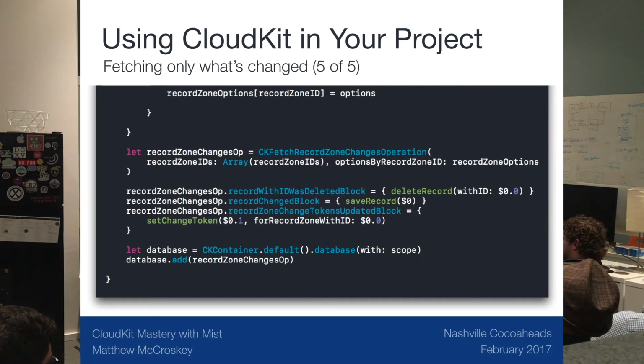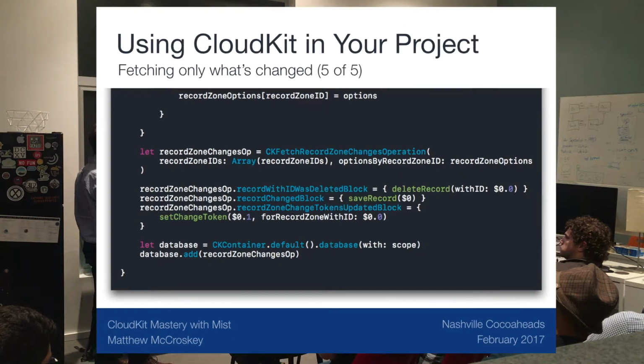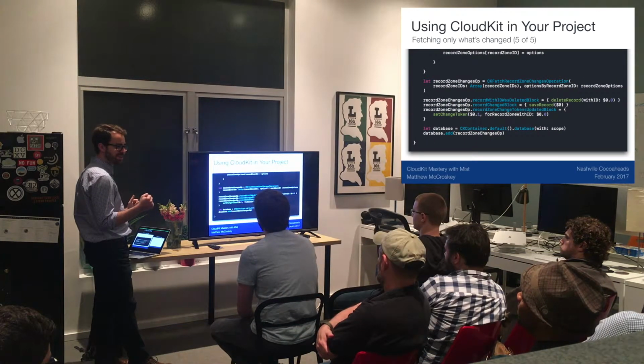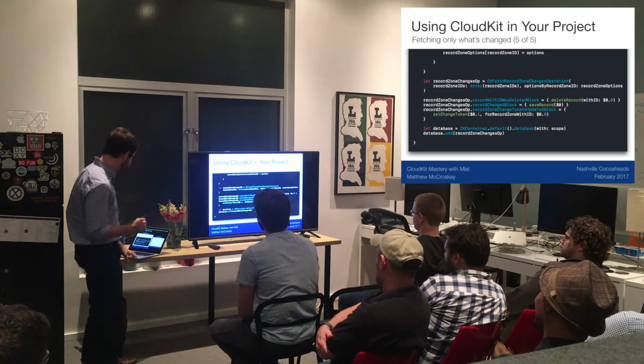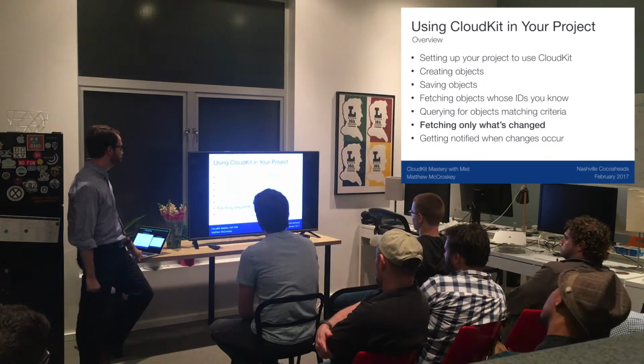And so by doing that, when you get a record change, you're going to get an exact set of changes. When the record was changed, you're going to get the new record fully. When a record was deleted, you're going to get its ID so you can delete it. And by doing those two things together, you can get the exact state since the last time you asked. Does all that make sense? Okay, so that's fetching only what's changed.